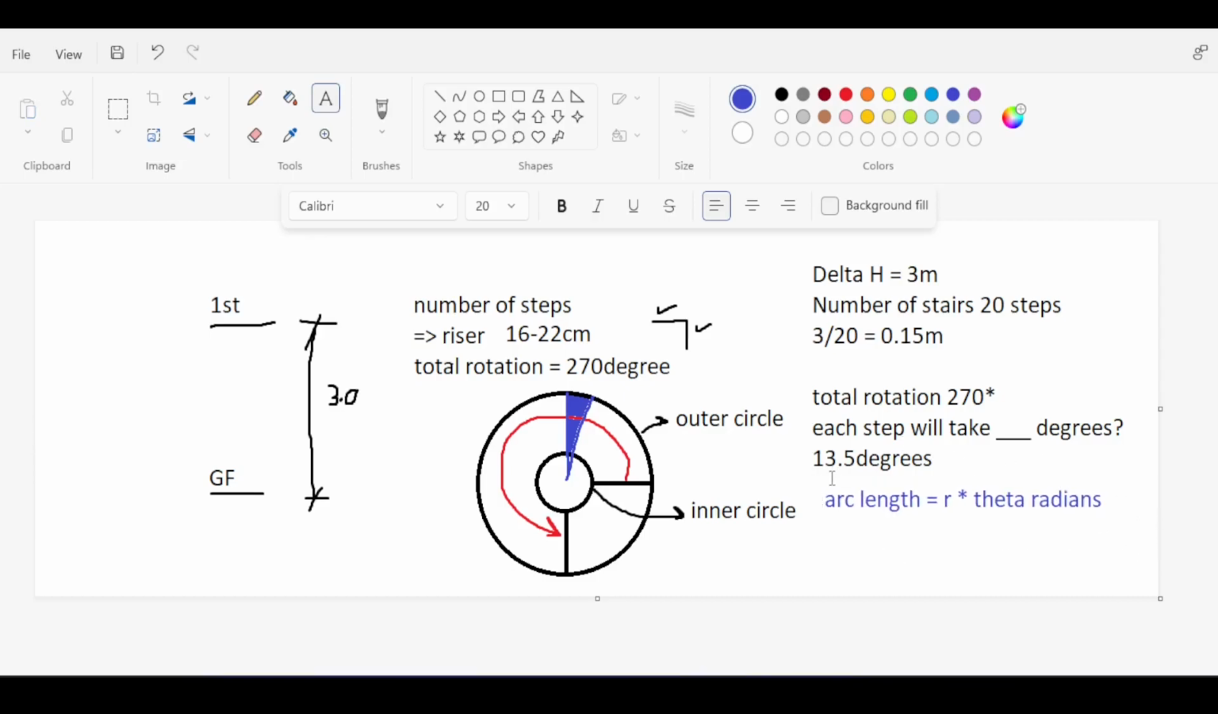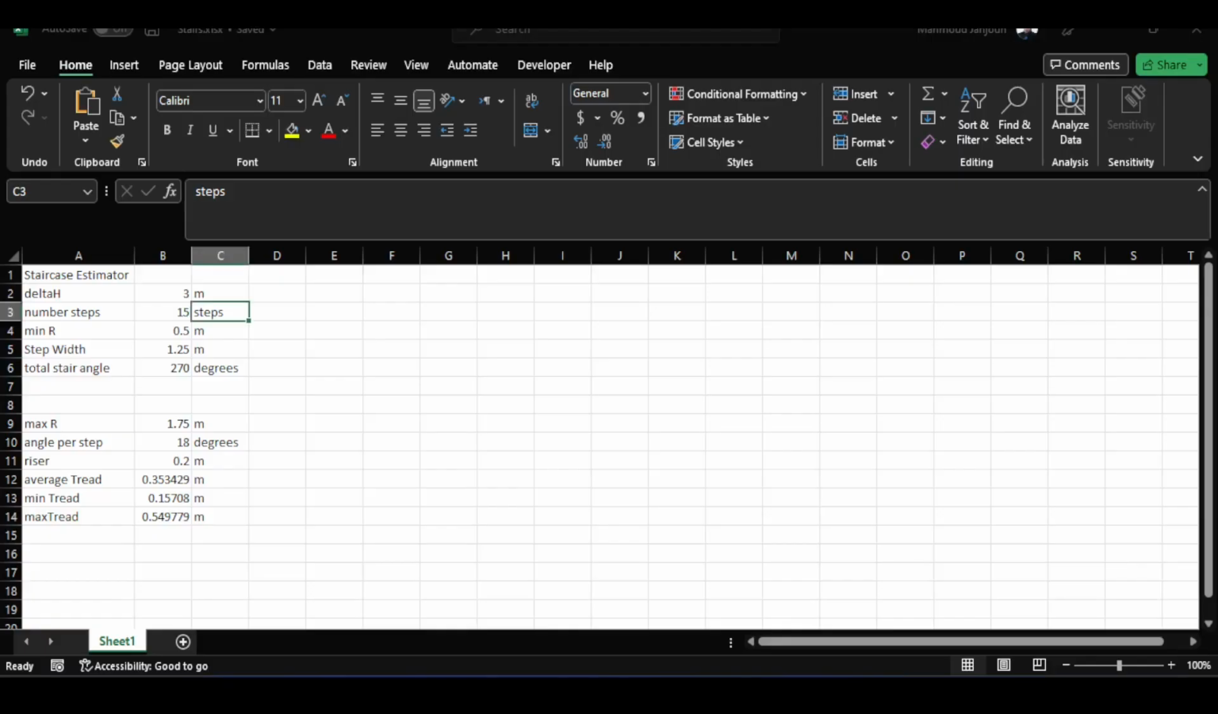So I think this is everything I want to talk about for the simple mathematics involved in staircases. Feel free to tell me in the comment section if you need some more exposition about this. Let's take a look at the little Excel sheet I have made here.